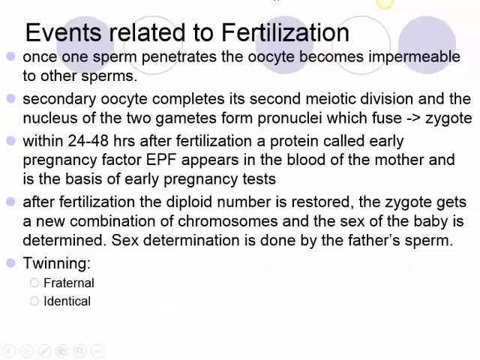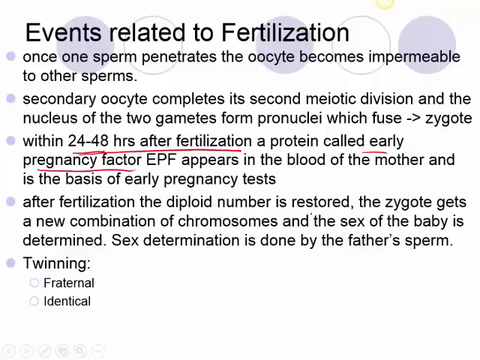So as I said, the oocyte becomes impenetrable to other sperms. Also, the secondary oocyte completes its second meiotic division only if it is fertilized. Here's an important thing. Within 24 to 48 hours after fertilization, a protein is produced, and this is present in the blood, and this is known as early pregnancy factor. So if a woman thinks she's pregnant, she can test her blood within 48 hours after the intercourse to see whether she's pregnant or not.